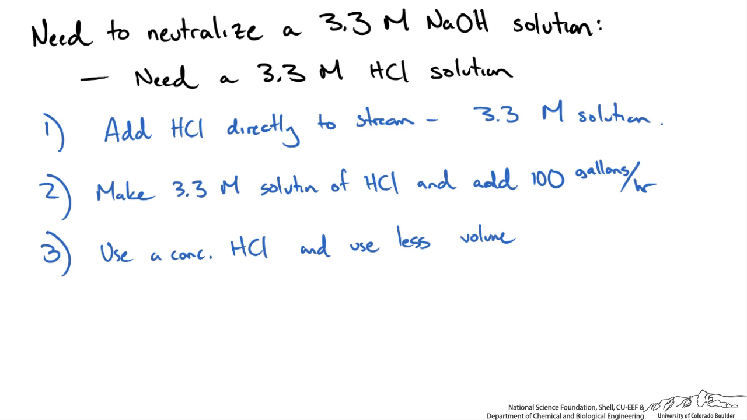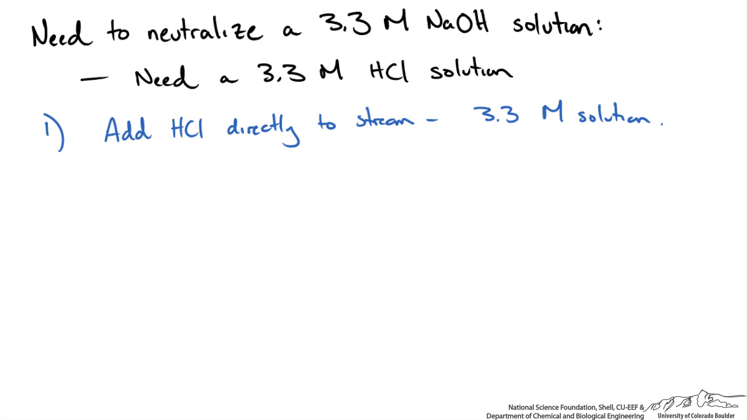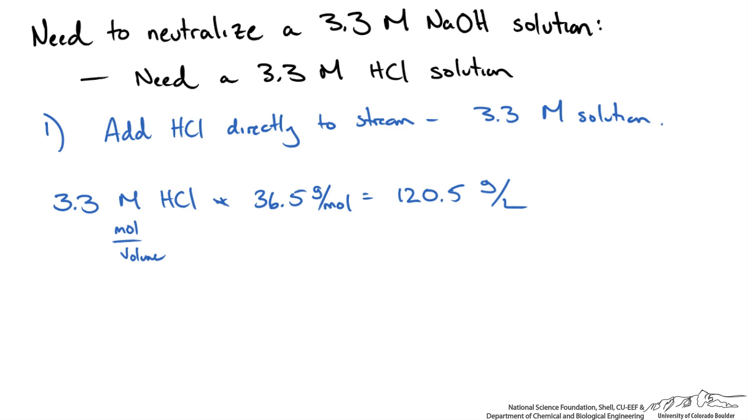So how much HCl do we need? So we have 3.3 molar HCl. If we multiply by the molecular weight of HCl, which was 36.5 grams per mole, this will now give us a mass per volume, because here it's moles per volume. And when we do this, we get 120.5 grams per liter.